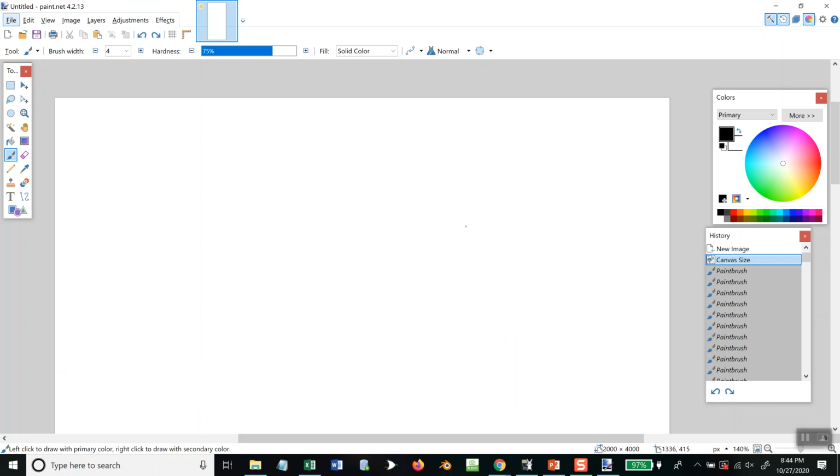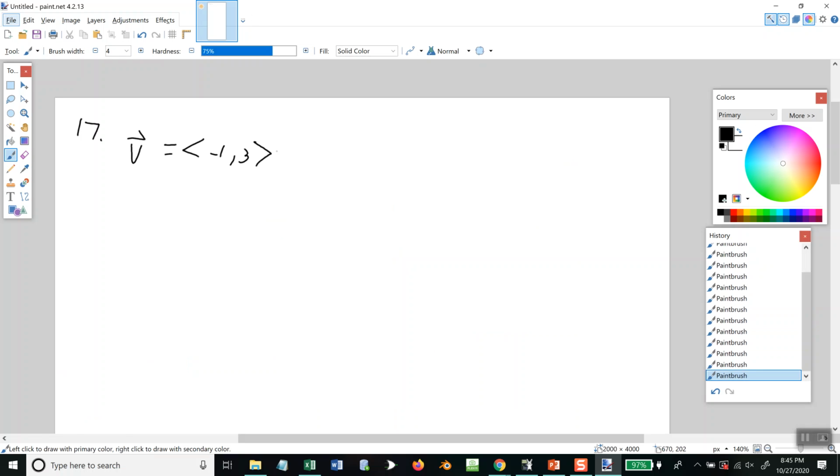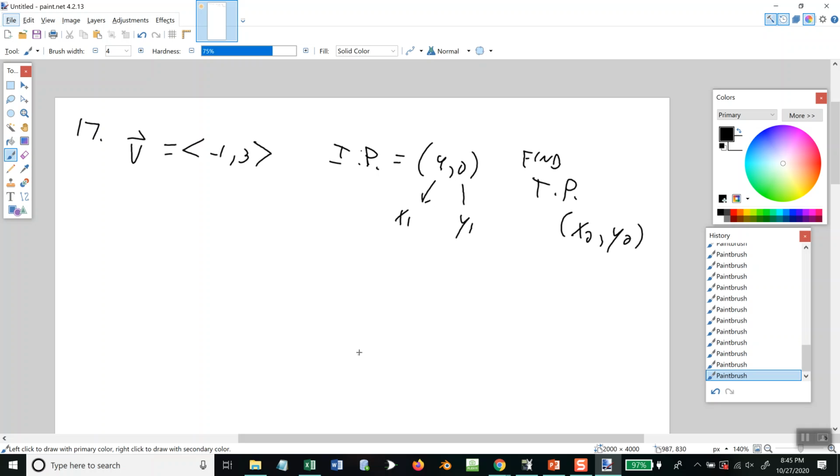Okay. On this problem, number 17, we have our vector v is equal to -1, 3, initial point is equal to 4, 2. Then we want to find the terminal point. Now, terminal point is x2, y2. This is our initial point, which is x1, y1.